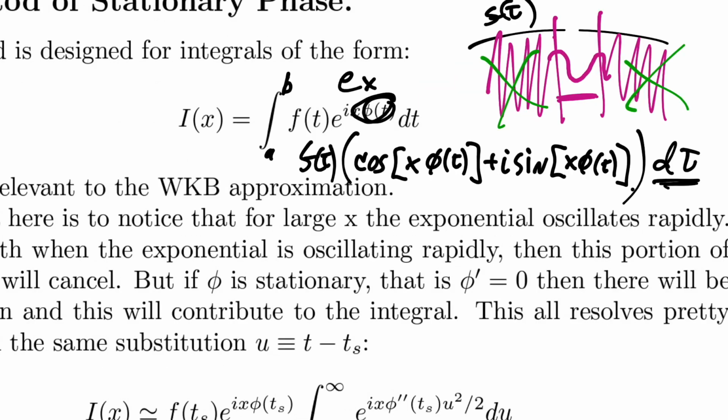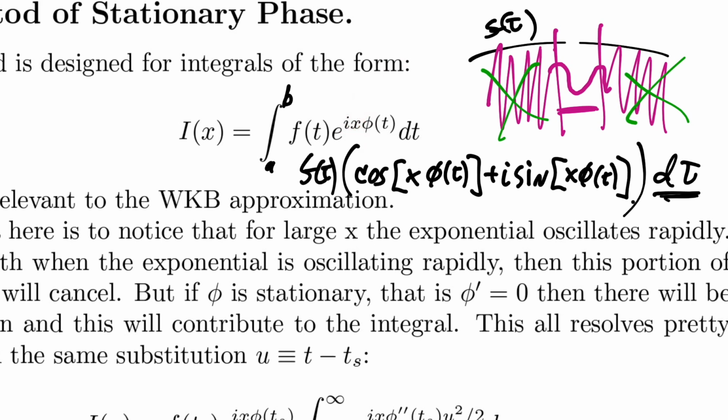Now, on top of that, if x is large, phi of t is going to have to be very, very steady for this contribution. In fact, it's again a situation where x being large makes the situation for this oscillation part even worse, and it makes the situation for the stationary part even better.